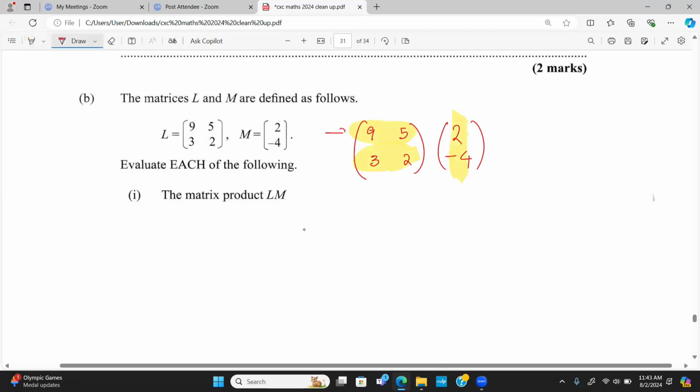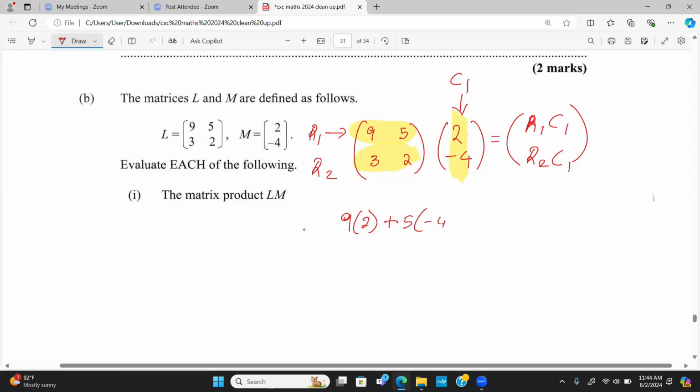So this is row 1 and row 2, and then here we actually have column 1. So the result is going to be like this: row 1 times column 1, and then row 2 times column 1. So this is going to be the result of what we're about to do. In row 1, we have 9, 5. So it's going to be 9 times 2 plus 5 times negative 4. So that is row 1, column 1.